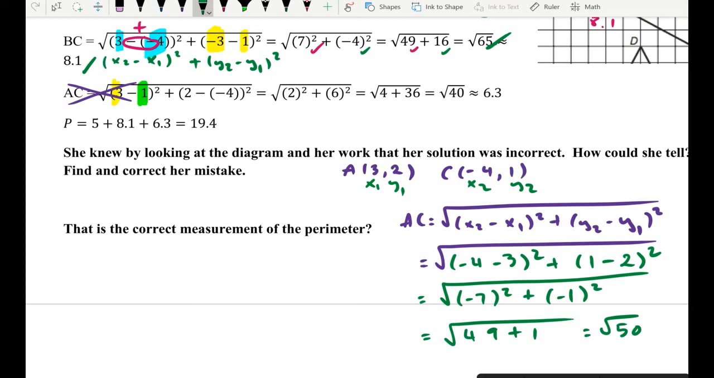And the square root of 50 is 7.07, so I will call it 7.1. We round it up. The perimeter is the sum of all three sides. So that would be 5 plus 8.1 plus 7.1. That will be 20.2. And that would be it.